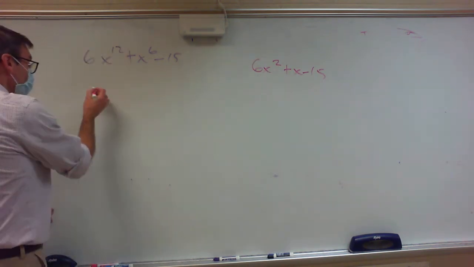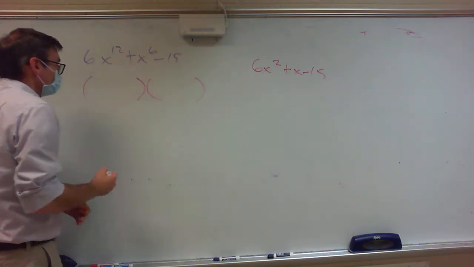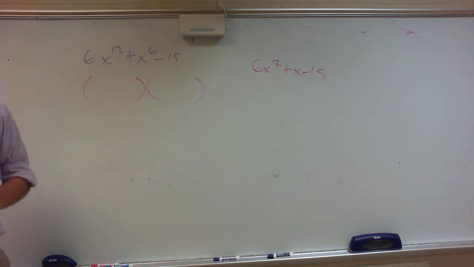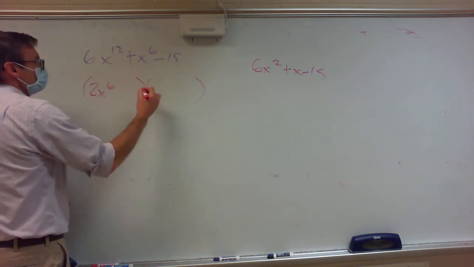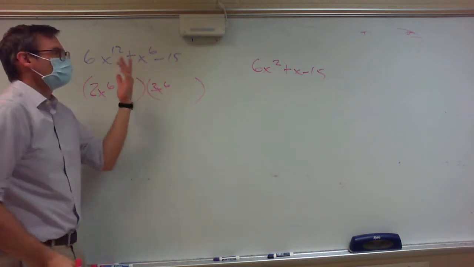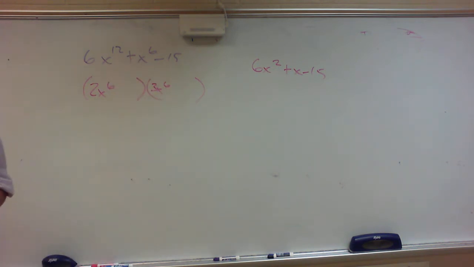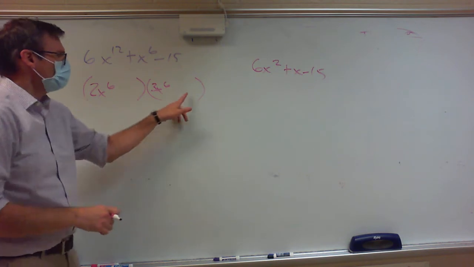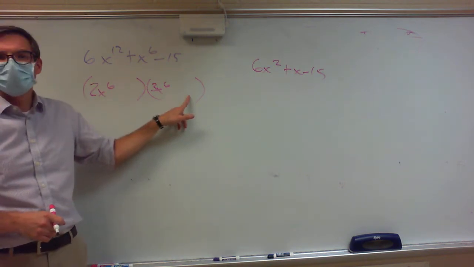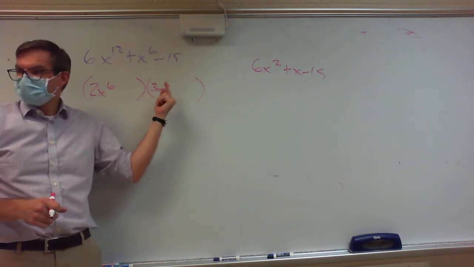So when I factor, I've got to figure out, well, what gives me the 6x to the 12? How are we going to break up the 6? You can do 6 and 1, but it's probably 2 and 3. So I'm going to say 2x to the 6 and 3x to the 6. How are you going to break up the 15? 5 and 3. Can I put the 3 here? No, right? Because I could factor something out, right?